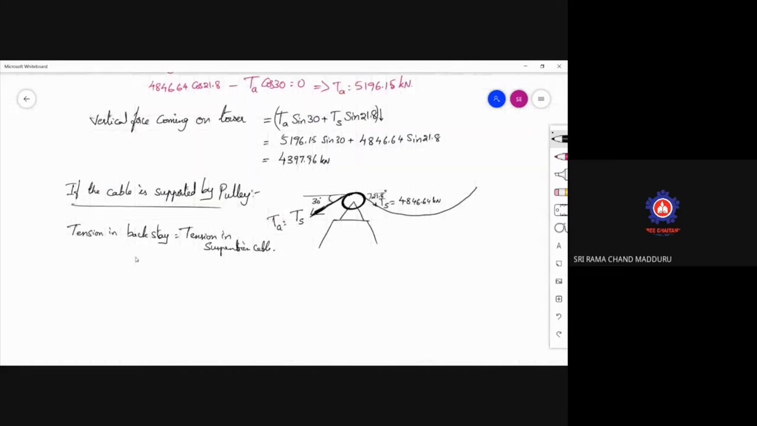Horizontal shear is equal to, in the previous case horizontal shear is zero, but here horizontal shear need not be zero. Here this term is TS cos 21.8, this one is TS cos 30. So TS cos 21.8 minus TS cos 30. TS is 4846.64 into cos 21.8 minus cos 30. What is that value?